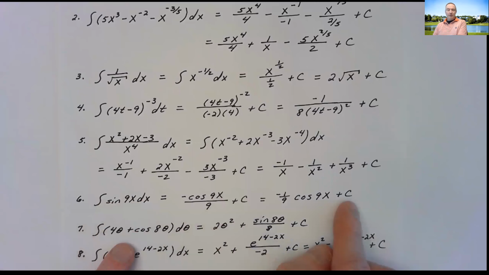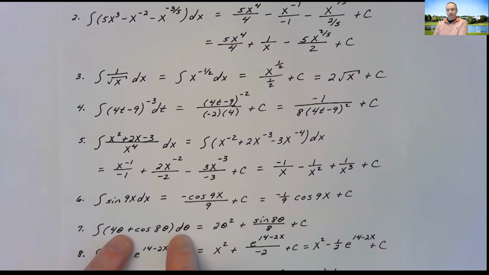For my next problem here, we have the integral of 4 theta plus the cosine of 8 theta, and then we're integrating this with respect to theta. Okay, I like to throw in theta every now and then just because it gives students trouble. They're like, oh no, what do I do? Remember, it's just a variable. You can think of that as x if you prefer.